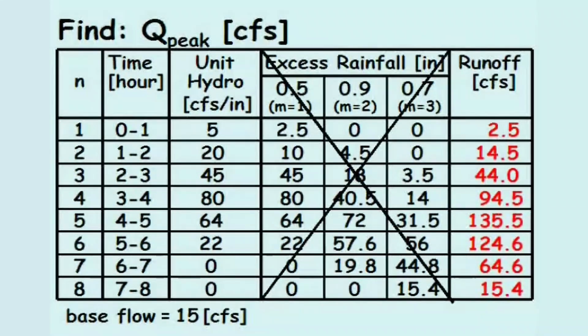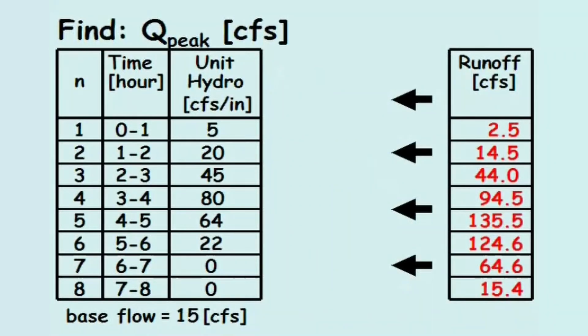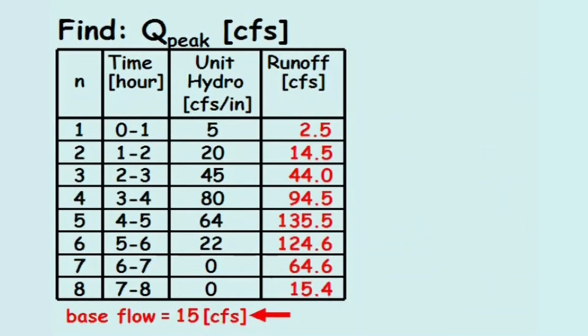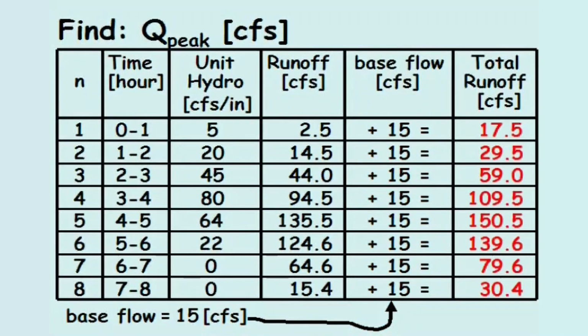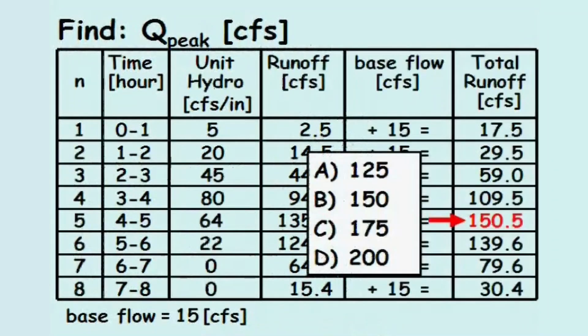To calculate the total runoff, we need to add the base flow of 15 cubic feet per second to the runoff hydrograph we just computed. Since the problem asks to find the peak total runoff, we identify this value as 150.5 cubic feet per second. When reviewing the possible solutions, the answer is B.